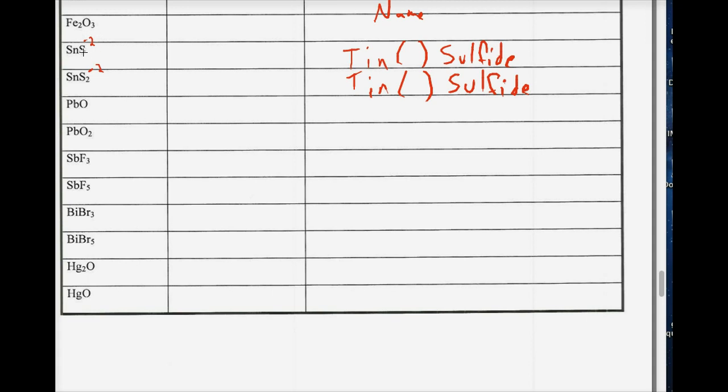Because sulfur is -2, in the first example, tin must be +2. So I'm going to put a Roman numeral 2 there, because in order to even out or balance off my -2, it has to be +2. On my second example, my tin must not be +2, but instead +4. Why? Because my overall negative charge is -4. I have two -2s, so my tin must be +4 in order to compensate.